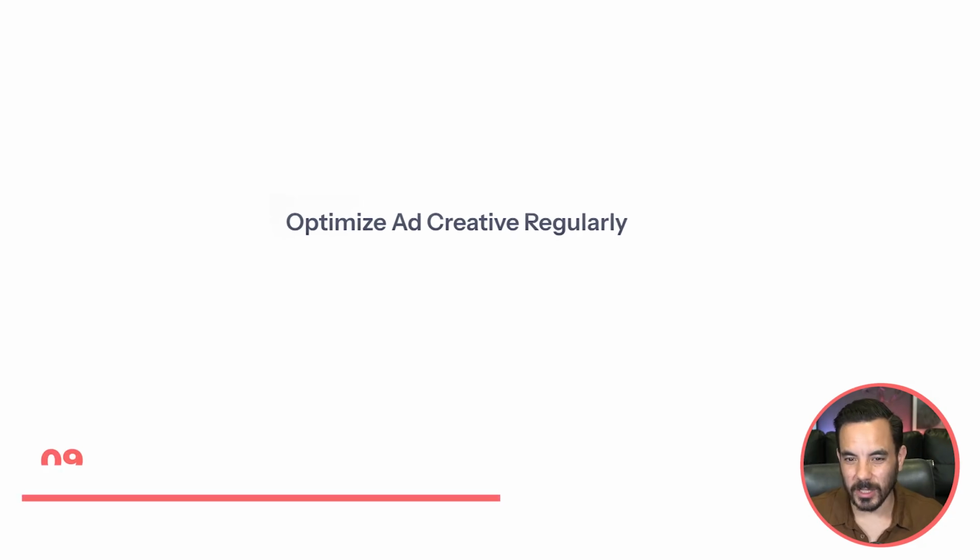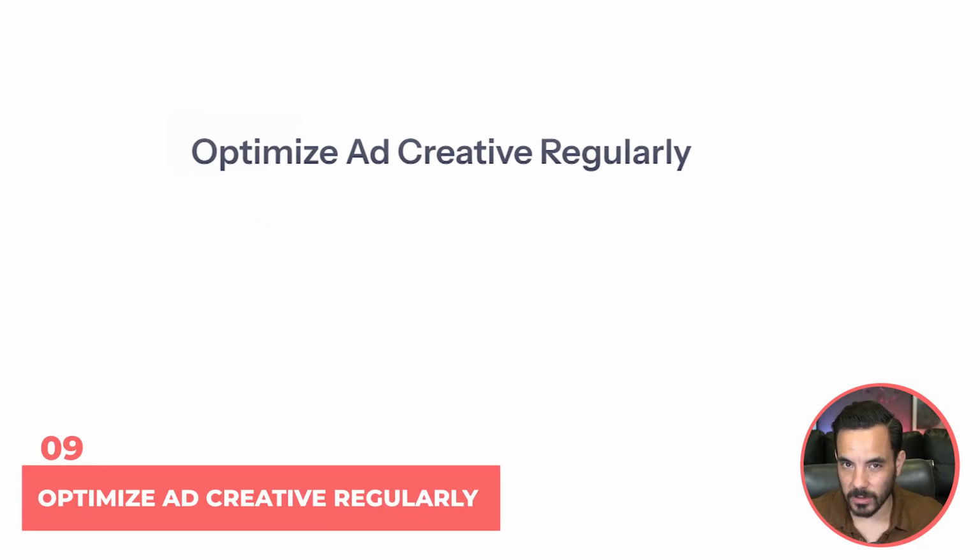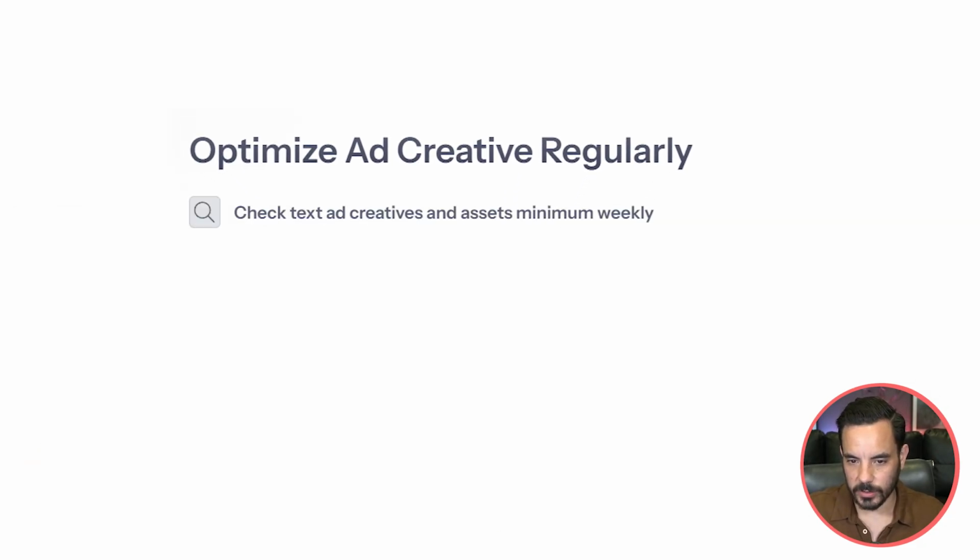All right, number 9 on my list is to be optimizing your ad creative regularly. You want to check your text ad creative, your PMAX assets, your retargeting images, all of your creative assets in the campaign. You want to be checking that, once again, minimum weekly. Put a recurring task in your list, or set a reminder, whatever it is that helps you remember to do this. Once a week, go through all your ad creatives, look for losers, look for winners.